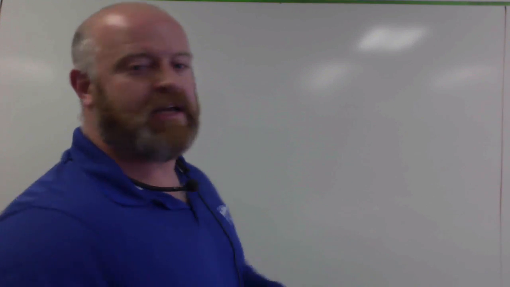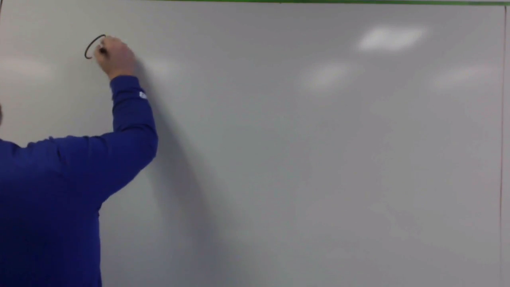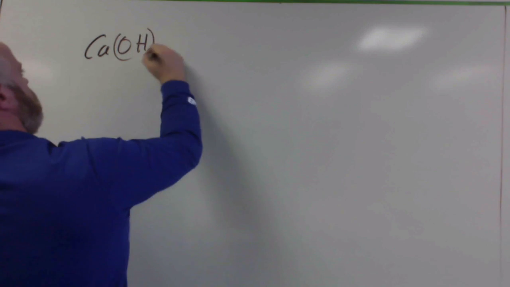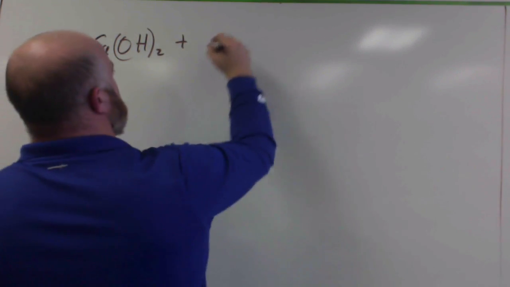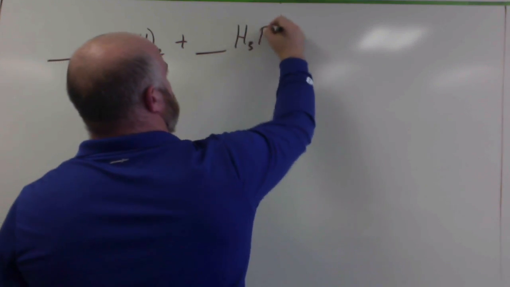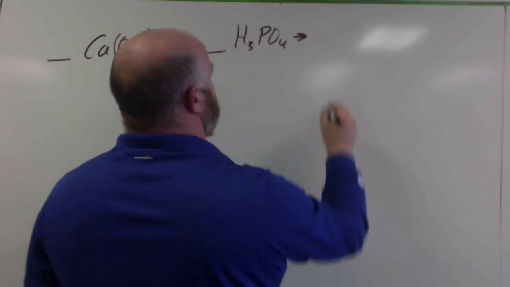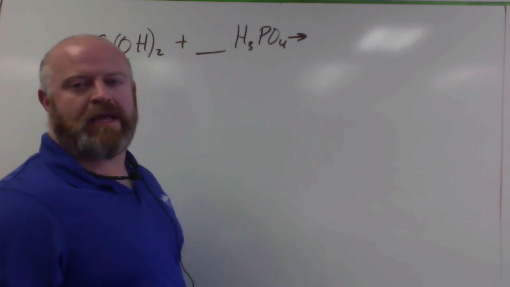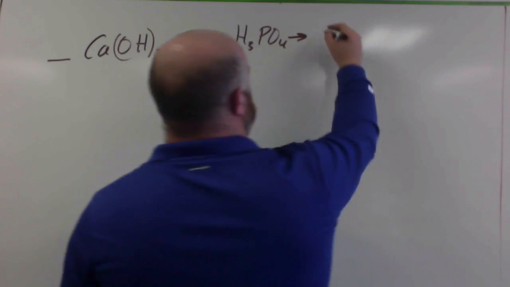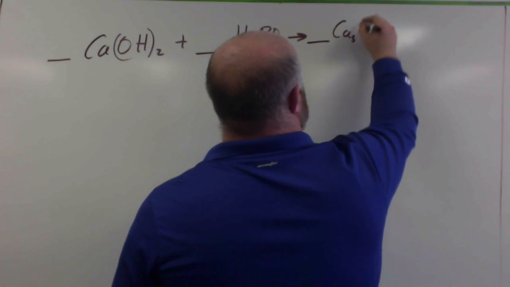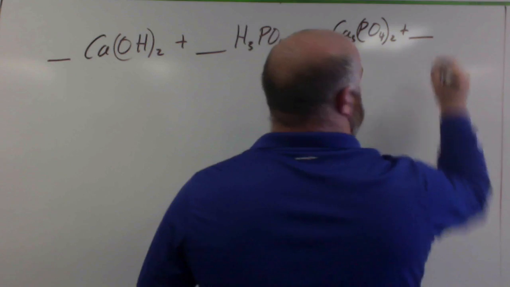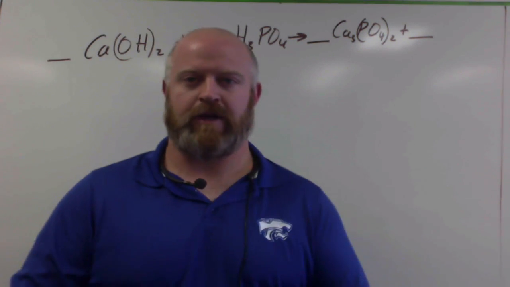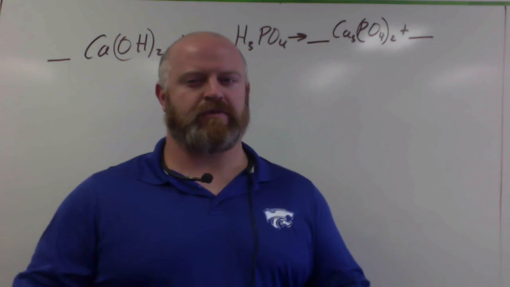So our next one seems to be more complex, but let's take a look at it and break it down. So I have calcium hydroxide plus phosphoric acid, and I'm going to make calcium phosphate plus water. Okay. Now, here's a little trick with this one.